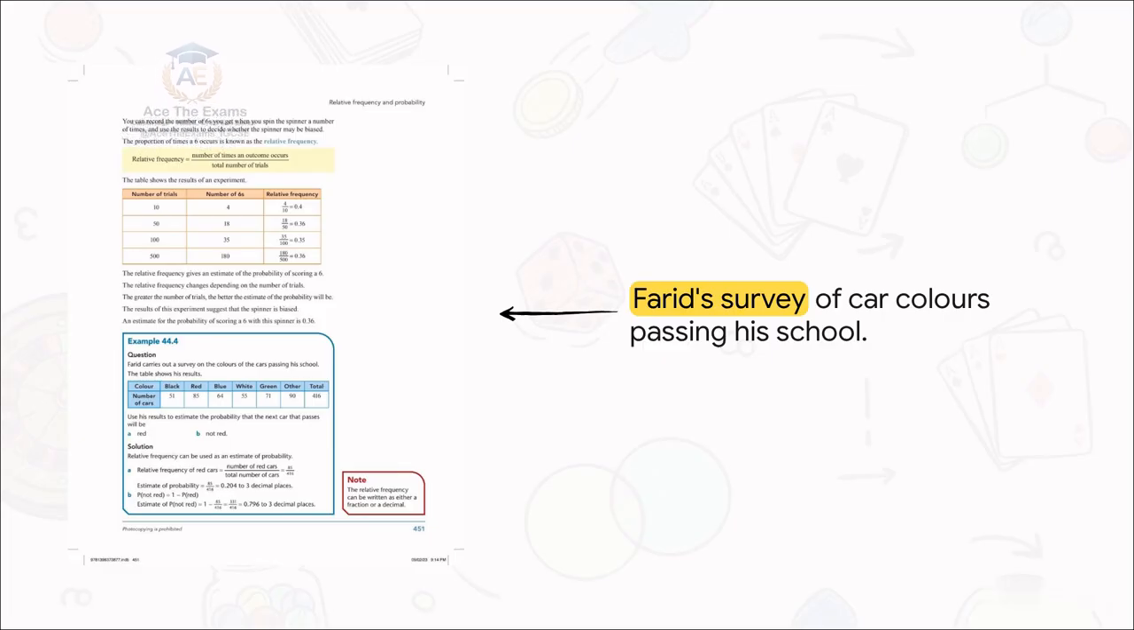Fareed stood outside his school and tracked 416 passing cars. He counted exactly 85 red cars. So what's the relative frequency of a red car? It's simply 85 divided by 416, giving us an estimated probability of about 0.204. Now, is it a 100% guarantee that the very next car will be red? Absolutely not. But mathematically, it is the sharpest, most accurate estimate we can make based on the raw data.